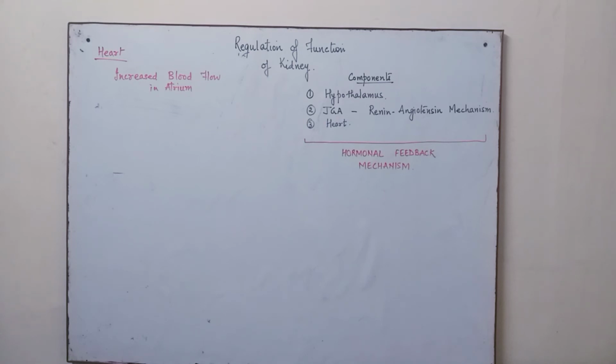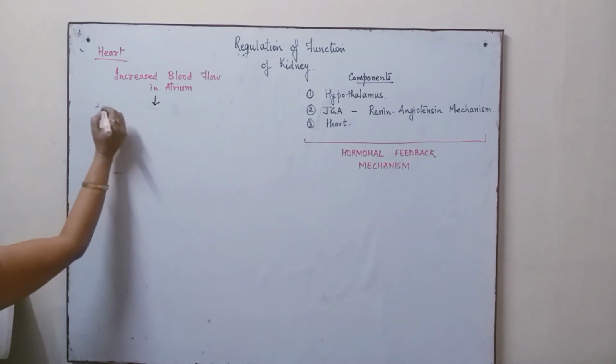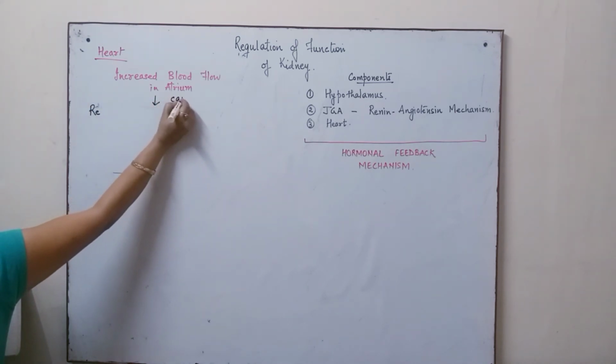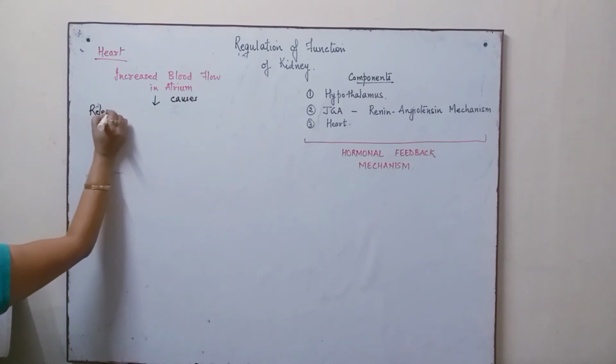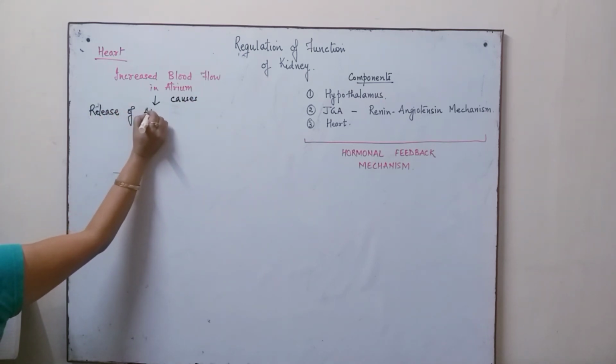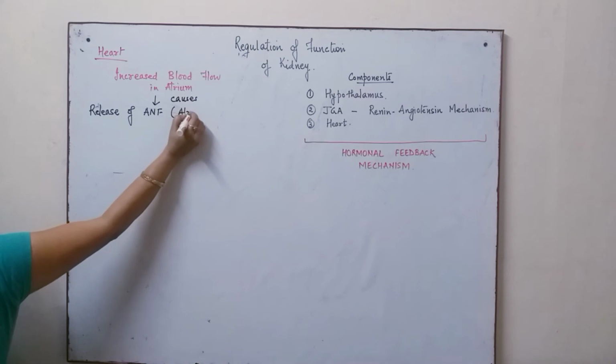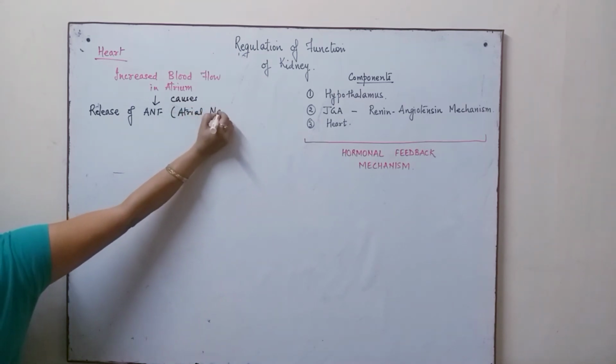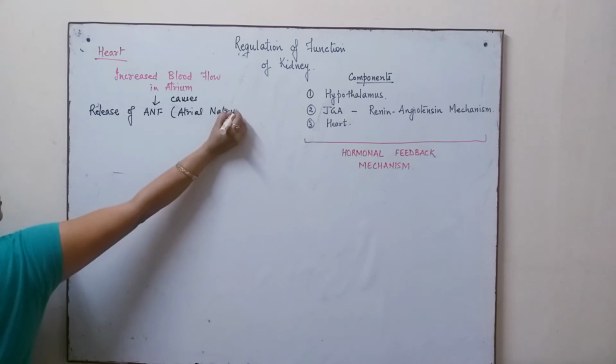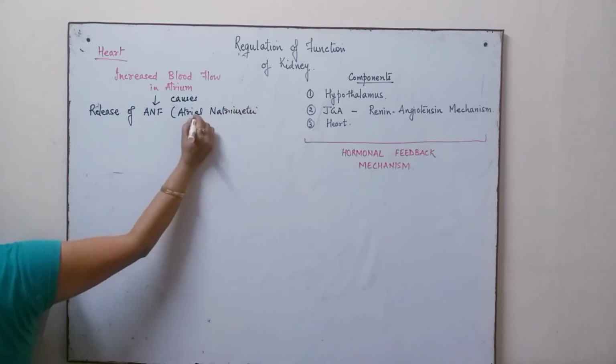Now when this happens, there is a release of ANF, or atrial natriuretic factor. So it causes release of ANF. ANF basically is atrial natriuretic factor.